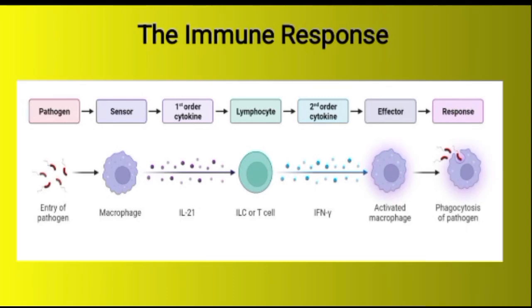Now, let's assume that a particular pathogen enters the body. When it has entered the body, it is going to encounter the cells of the first line of defense, which can be either a macrophage, a neutrophil, a basophil, or a dendritic cell. So if it is a macrophage, it will bind, and therefore it will attract the action of interleukin 21, which is just a chemokine.